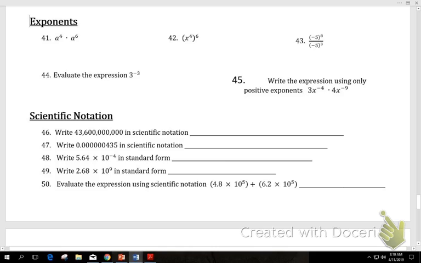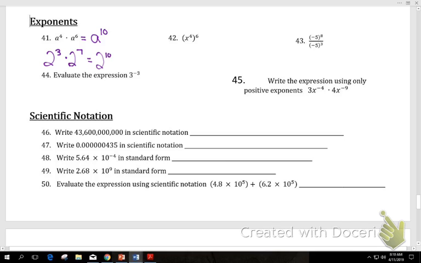Number 41, we have a to the 4th power times a to the 6th power. Well, I'm going to divert down here, and I'm going to give you another one before we solve that one. 2 to the 3rd power times 2 to the 7th power. What I notice here is that I have the same base, and what my rule says is when I have the same base, I can do what to my exponents? Add them, 2 to the 10th power. All right, so let's go up. What would a be? A to the 10th power.